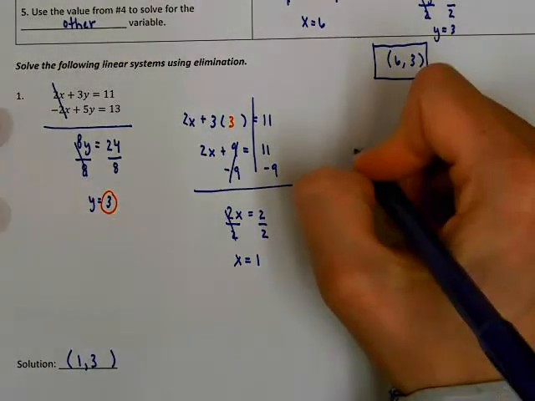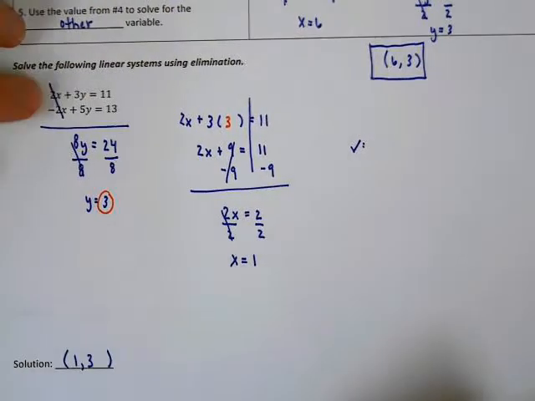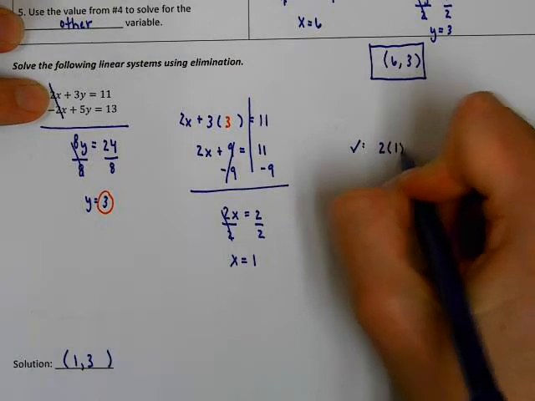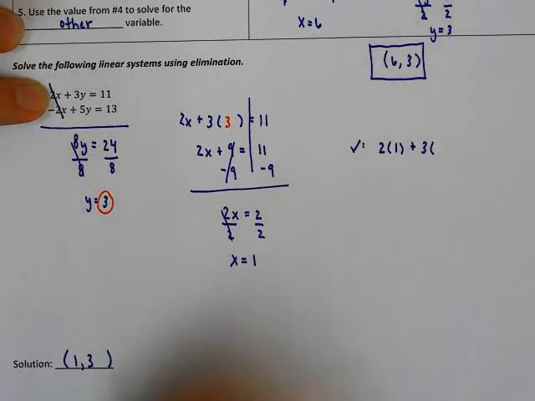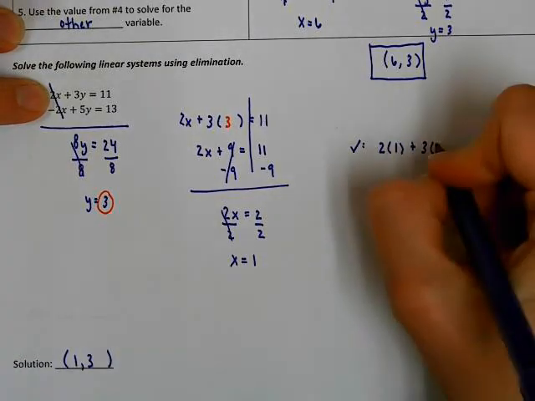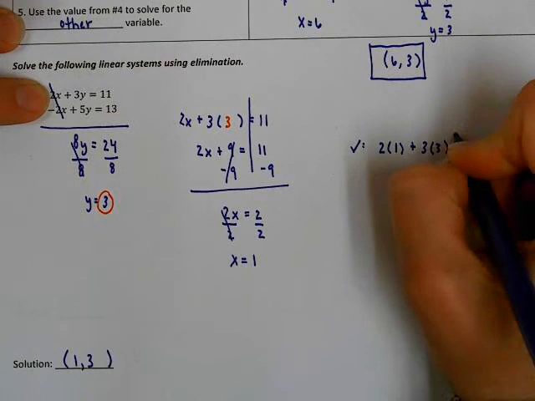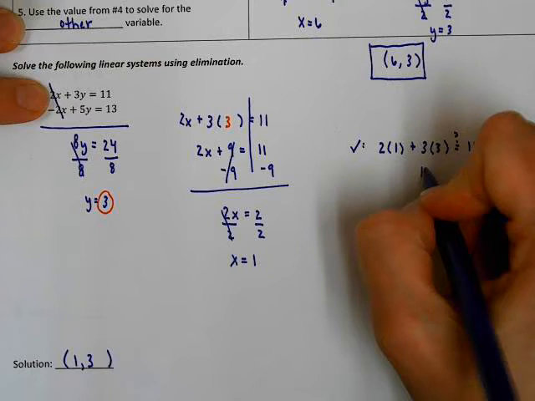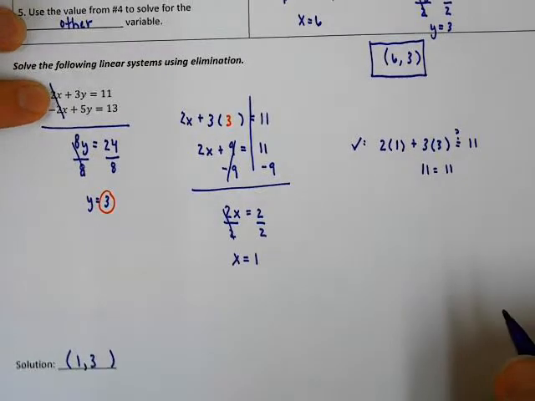Now I'm going to do a check. So for my first equation, I have 2 times the x-coordinate is 1, plus 3 times my y-coordinate is 3, and that hopefully is equal to 11. So I have 2 plus 9, I get 11 equals 11.